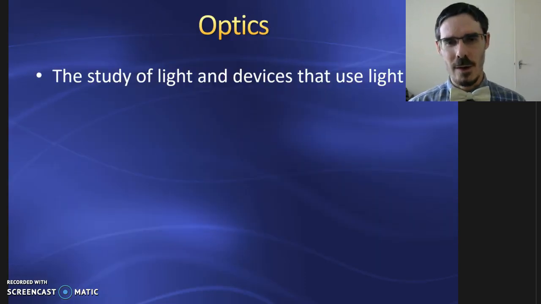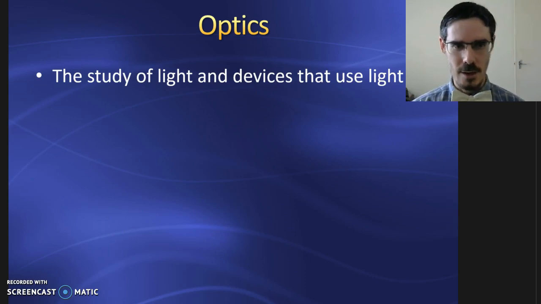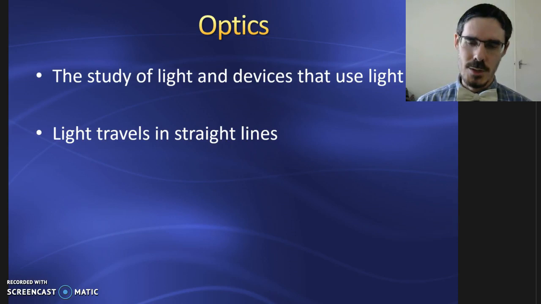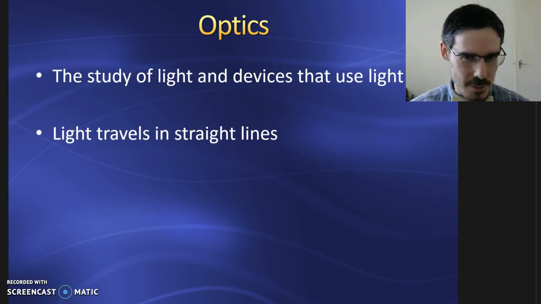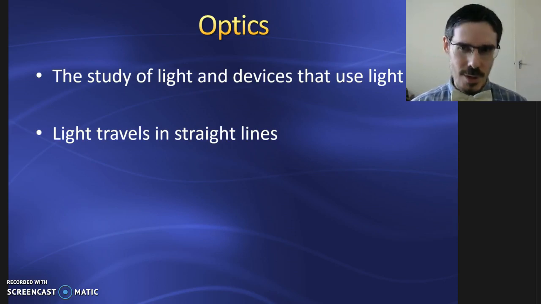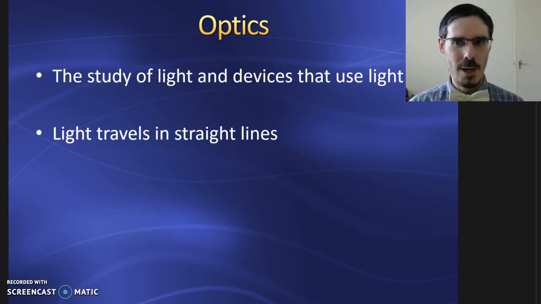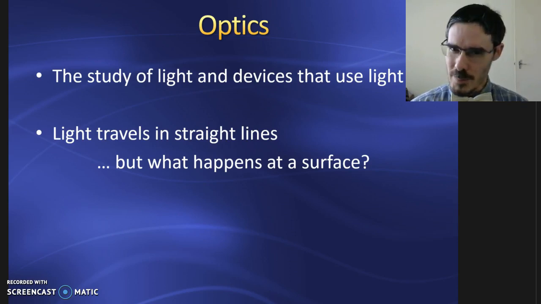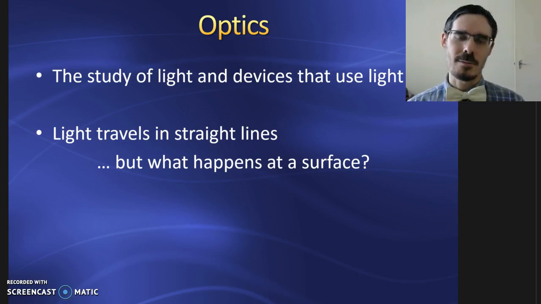Optics is the study of light and devices that use light. Now, we know that light travels in straight lines. Actually, that's a half-truth. There are some things that happen when it doesn't travel in straight lines. I mean, we're going to be talking about, in particular, what happens at a surface. But actually, light is also bent by gravity. Now, that's relativity. We'll talk about that much later.